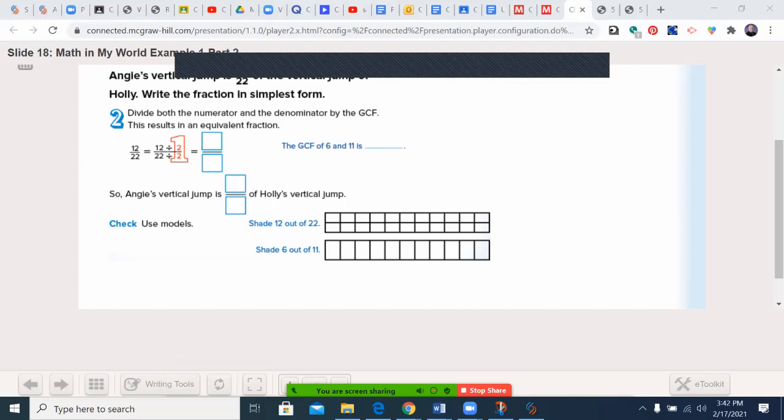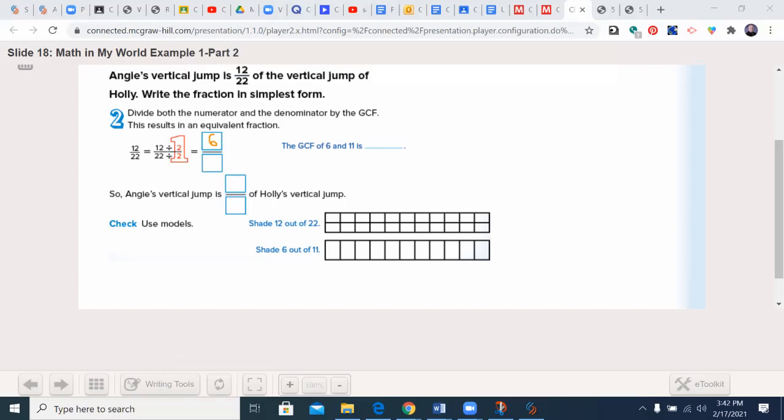12 divided by 2 is 6. And 22 divided by 2 is 11. My next step is to find the greatest common factor of 6 and 11. That's not going to be much work because 11 is a prime number. So the greatest common factor is 1. So Angie's vertical jump is 6/11 of Holly's vertical jump.